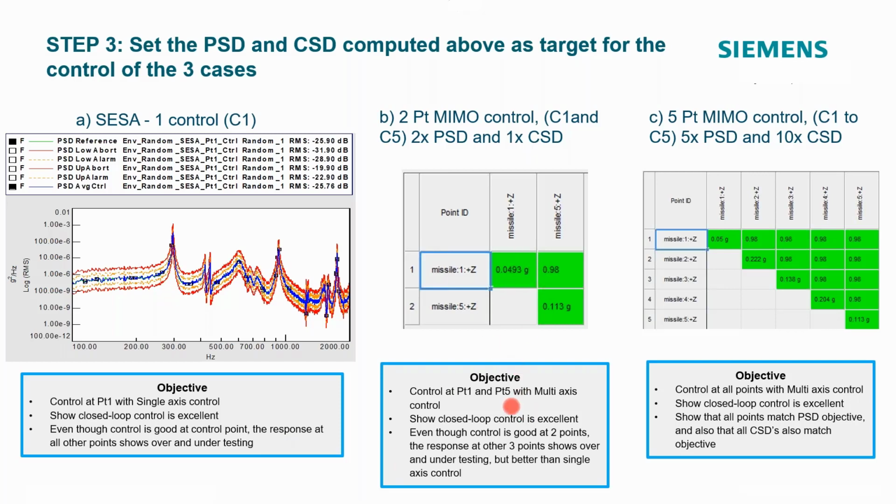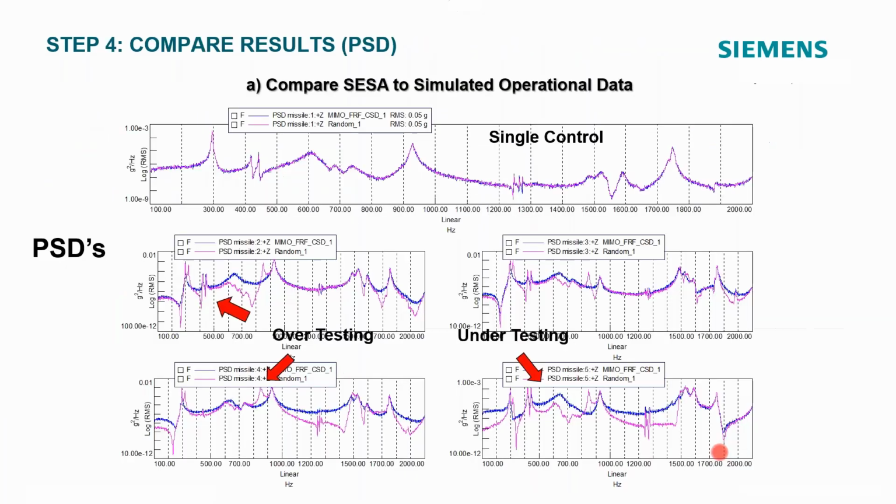And then we'll use this 2x2 control at point 1, point 5, show closed loop control is excellent at those 2 points. However, even though the control is good at those 2 points, the responses at the other 3 points are still under testing or over testing, but still better than this first case. And then finally, using the full 5x5 spectral density matrix, we're going to control at all 5 points, and we're going to show that all points match the PSD objective and also that all CSDs match the objective. And we're achieving real life conditions.